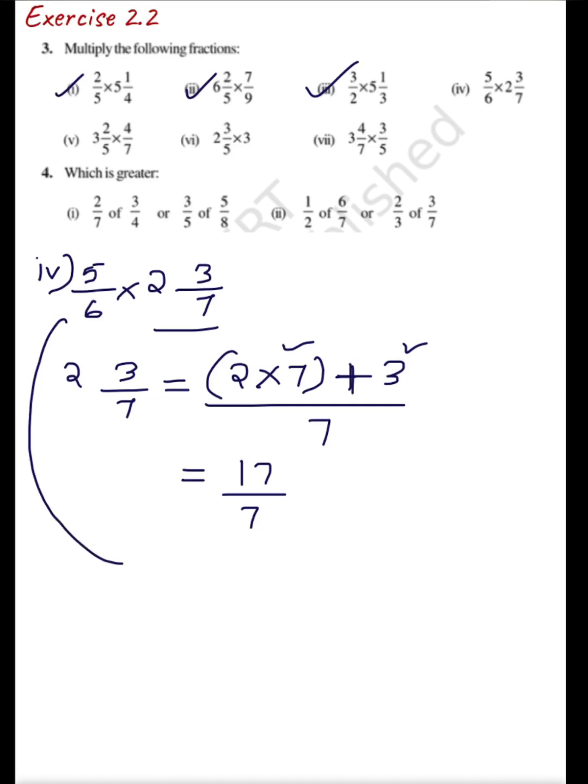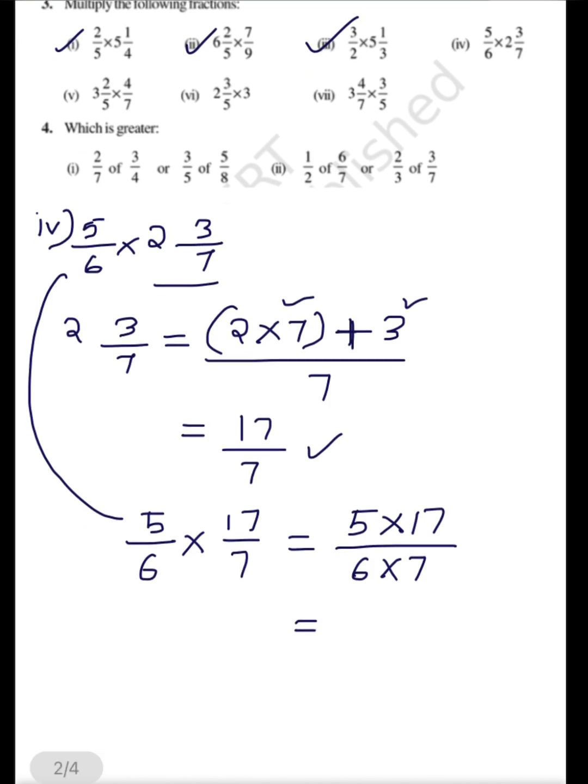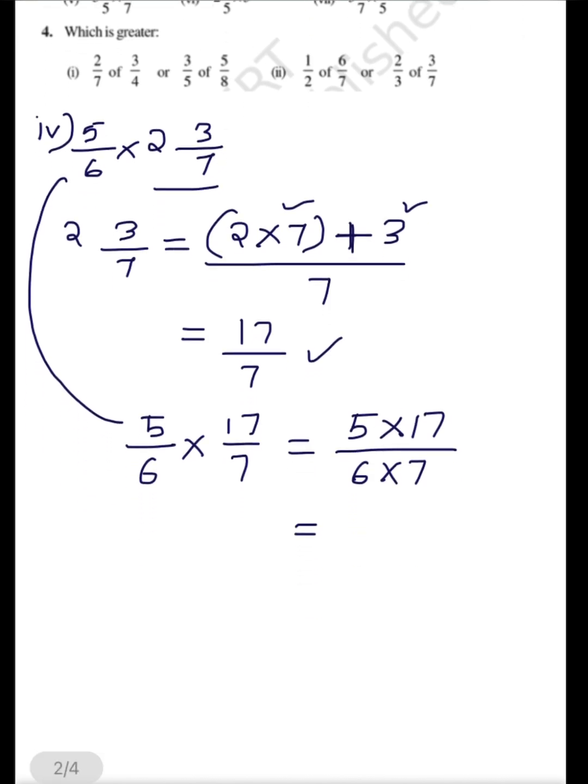Now the question is 5 by 6 into 2 3 by 7. So it will turn into 5 by 6 into, instead of 2 3 by 7, you can write 17 by 7. Now what we have to do is just multiply the numerators together. So 5 into 17, and what about the denominator? 6 into 7. Now you can see that there are no common factors between this numerator and denominator, so you have to just multiply and write the answer.